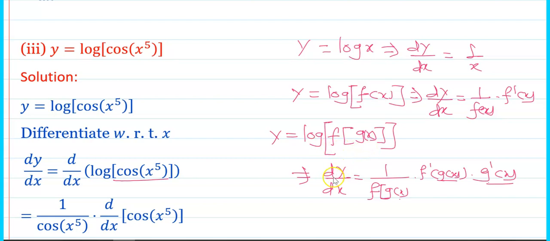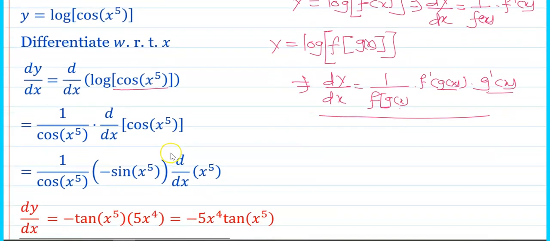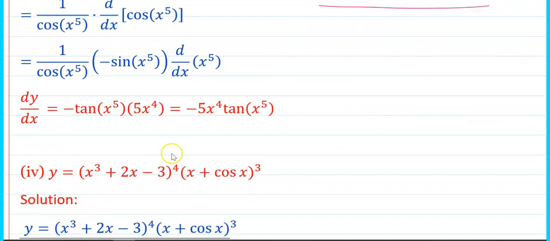मग याचा डेरिव्हेटिव्ह dy by dx is equal to first of all 1 upon f of g of x into derivative of f of x, which is the f dash of g of x, into derivative of this g of x, that is nothing but the g dash of x. ज्याला हे समजलं त्याला टोटली या क्वेश्चनचं आन्सर समजेल. ओके, नाव दी नेक्स्ट क्वेश्चन.